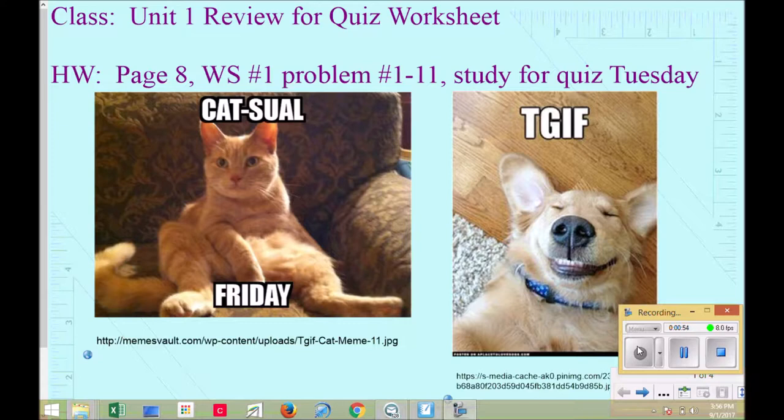covered so far. So after the worksheet, we had a little bit of time in class to get started on homework. Your homework for Tuesday is page 8 and worksheet number 1 in Unit 1, problems 1 through 11. And like I said, studying, getting ready for the quiz.